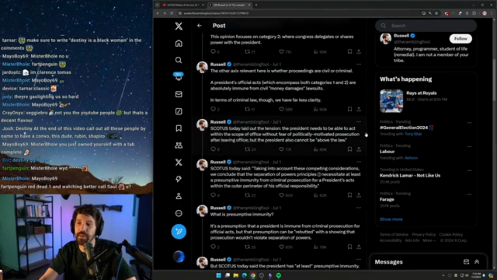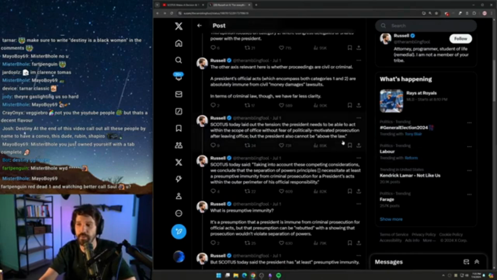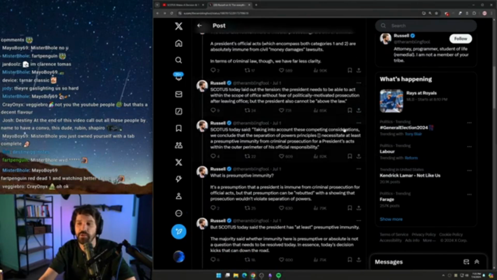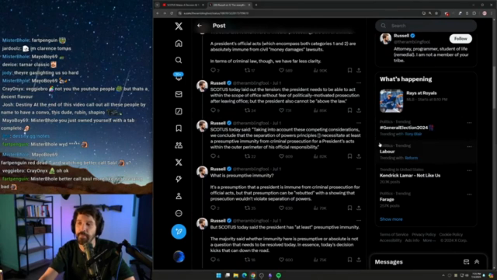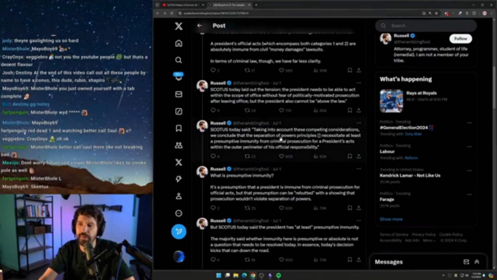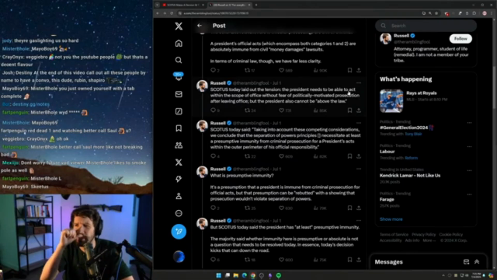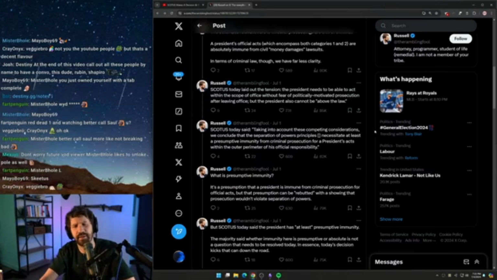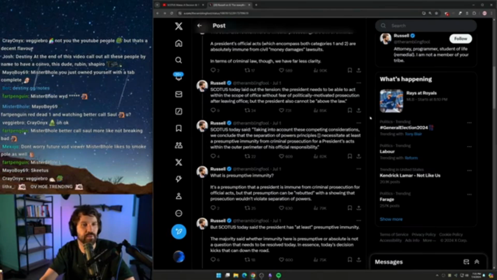The president needs to be able to act within the scope of office without fear of politically motivated prosecution after leaving office, but the president also cannot be above the law. SCOTUS today said, taking into account these competing considerations, we conclude that the separation of powers principles, he says competing considerations here, but they don't ever really consider whether or not the president can be above the law. They just basically say that, if we redefine the law as such, the president's never above the law, so we don't have to worry about it. I think that's what Thomas says.